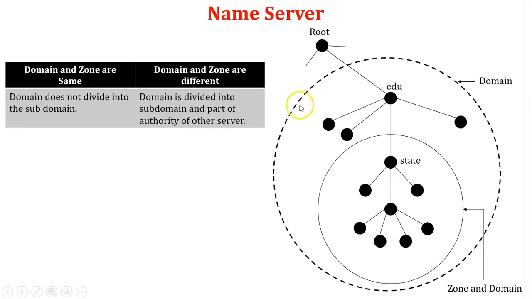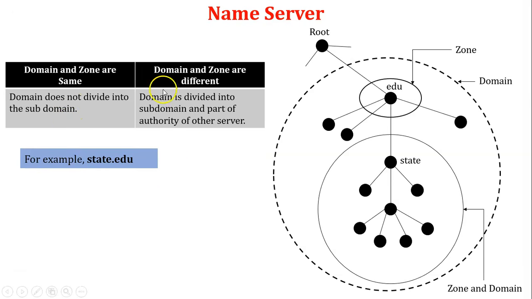When a domain is divided into subdomains and part of the authority is given to other servers, at that time the domain and zone are different. Now see in this diagram, here edu is the zone because edu is divided into subdomains; here state is a subdomain of edu. As per our condition, the domain is divided into subdomains, so it means the domain and zone are different. And the root server also gives the authority to the zone edu. So this is the difference between domain and zone. For example, I have one URL, state.edu. Here state is the zone and domain, and edu is the zone or the top level domain.